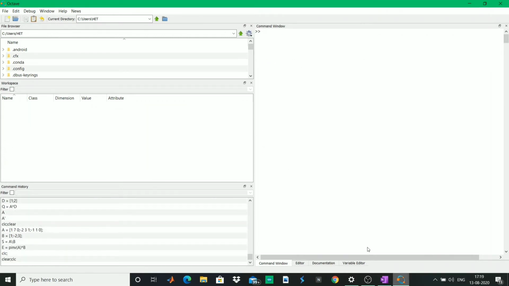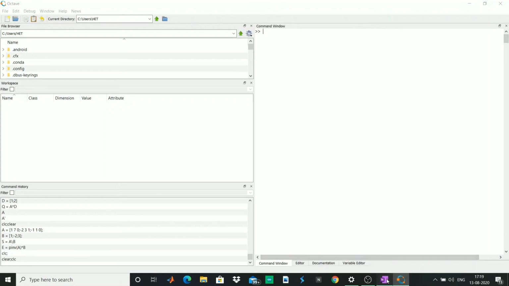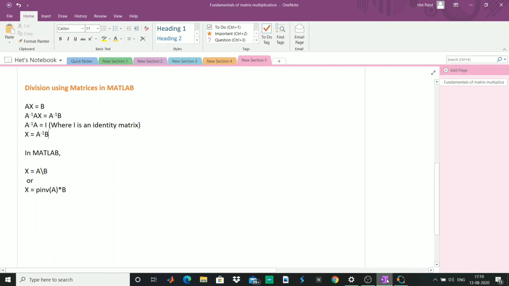Now we will be learning about matrix division, and that is the most important part, why we use matrices instead of any other form of structure to solve any equation. MATLAB is a very important and very powerful platform to solve equations due to its feature to easily manipulate matrices. So we'll be learning about the mathematics behind matrix division.